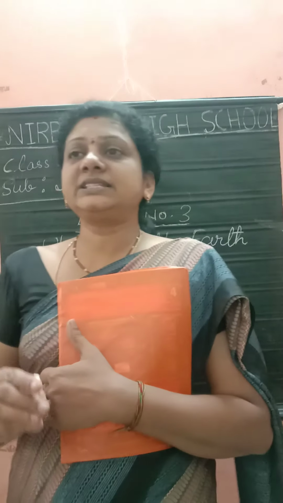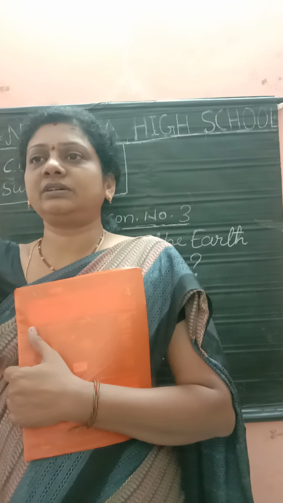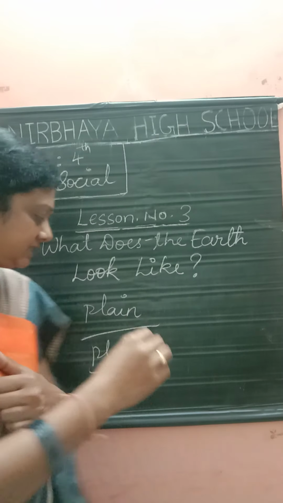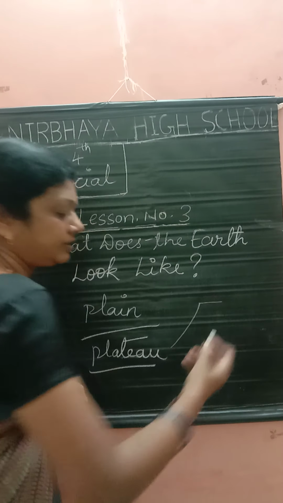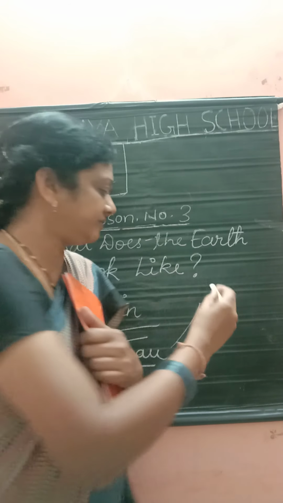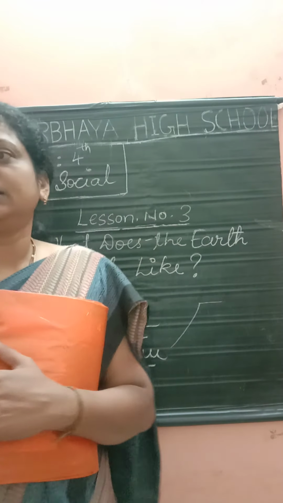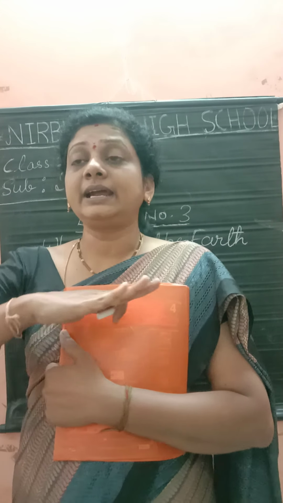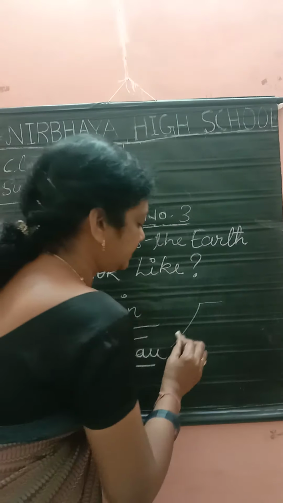A plateau is a raised land with a flat top. It is a raised land, and the top is flat. That is called a plateau. A plateau looks like a table.